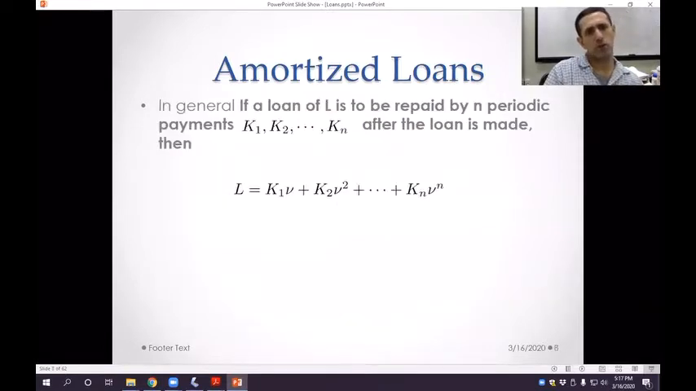Okay, so in general, just kind of restating what we've talked about in the past and what I just mentioned a moment ago. If I have a loan and it's repaid by n periodic payments, K1, K2 through Kn at the end of each period, then for all loans we'll deal with, by definition of an amortized loan, the value of the loan is the present value of all these payments. And so it's K1 nu, K2 nu squared, all the way to Kn nu to the n.